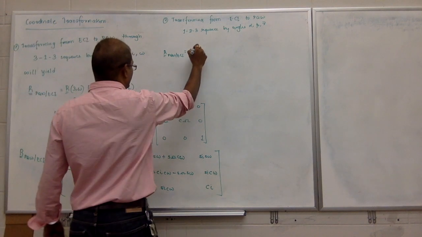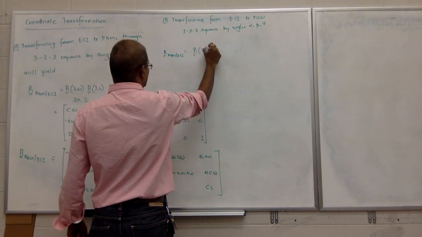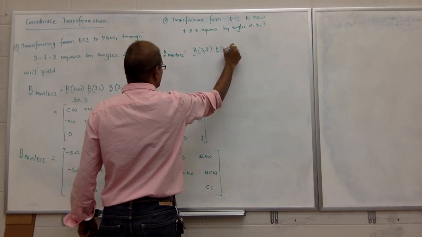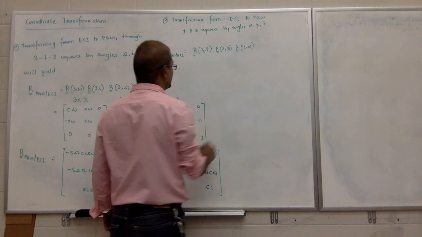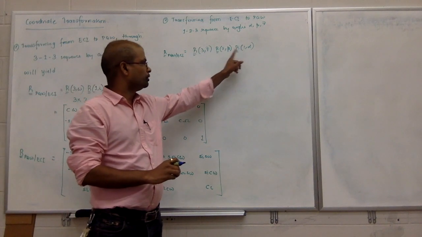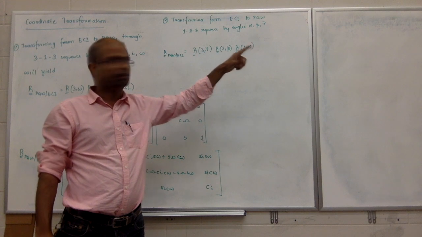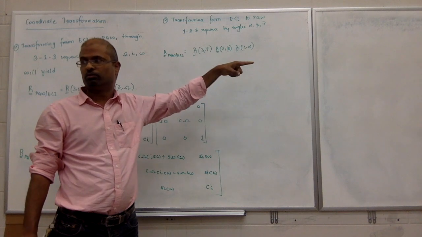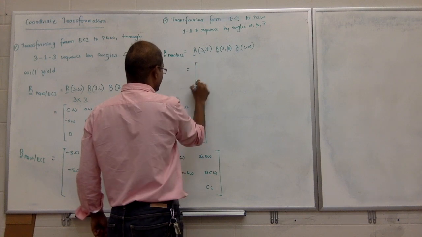So you have R3 gamma, you write it back. R2 beta, you write it back. R1 alpha. And you multiply it, the sequence is 1, 2, 3, you write it as 1, 2, 3, but the multiplication sequence is 3, 2, 1. Does that make sense? So you can write this, and you can write this as well.